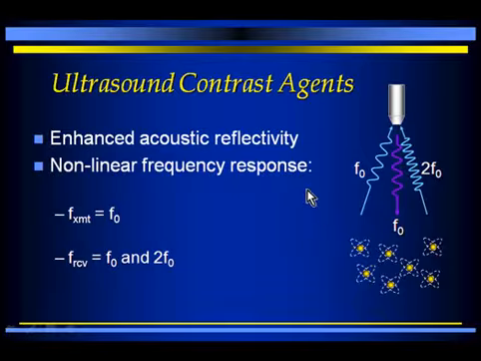There's a nonlinear frequency response, so that even though you are transmitting at a certain fundamental frequency, F0, and receiving at that same frequency, F0, when the transmitted ultrasound hits the contrast agent, it also comes back in harmonics of that original frequency. So the fundamental frequency is F0, the harmonics are 2 times, 3 times, 4 times F0, and you can receive those and distinguish that those have come from contrast material.